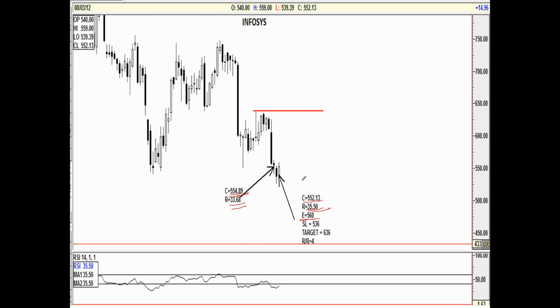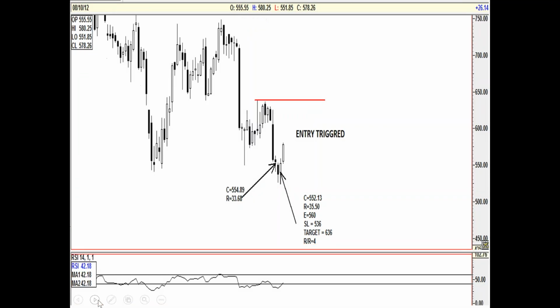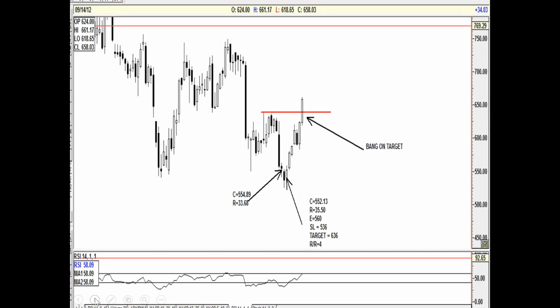Entry is 560. That is above this candle. Stop loss is 536, below this candle. Target is 636. That is this swing high. Risk to reward is 4. You risk 1 rupee to earn 4 rupees on this trade. Fabulous risk reward ratio. Entry has triggered. Bang on target. Get out of the stock.